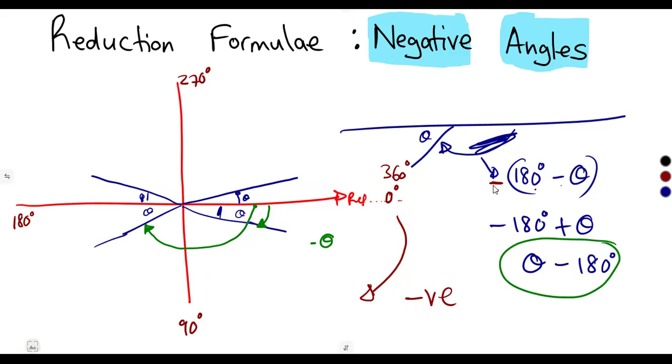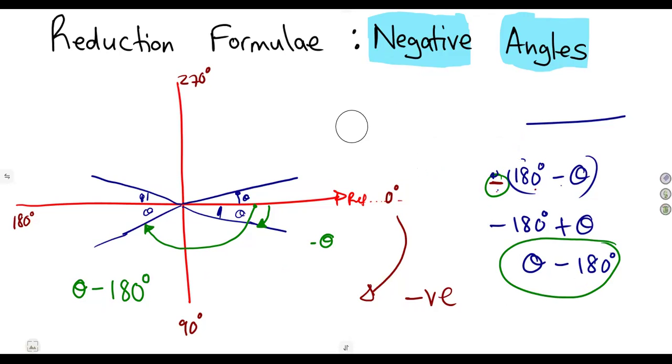Look, we introduced a negative here. That's a negative angle, so it will be written as what? Theta minus 180 degrees. So don't be surprised when you see a presentation like this in your questions: theta minus 180. It's a negative angle which lies in the third quadrant.